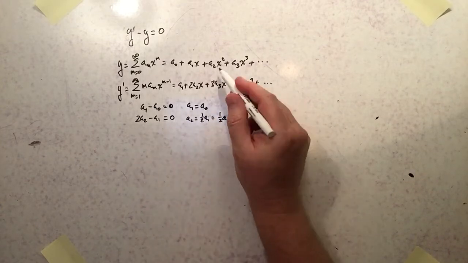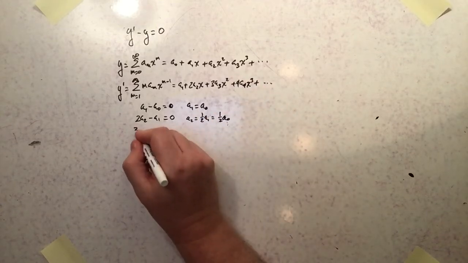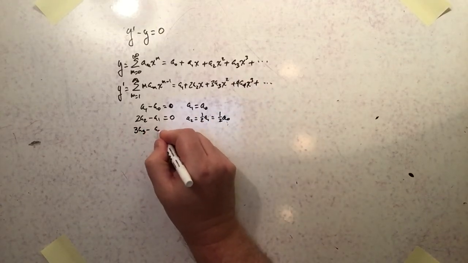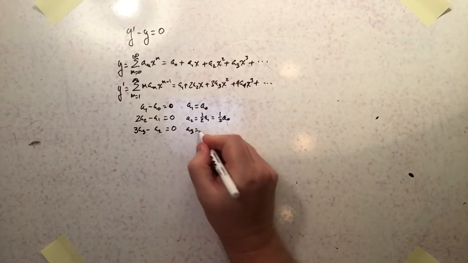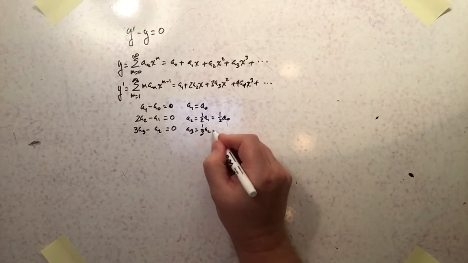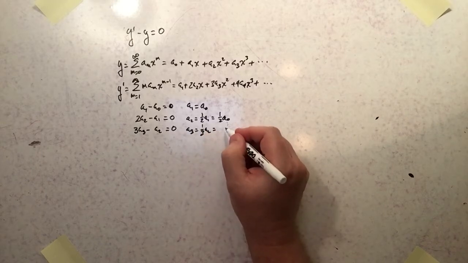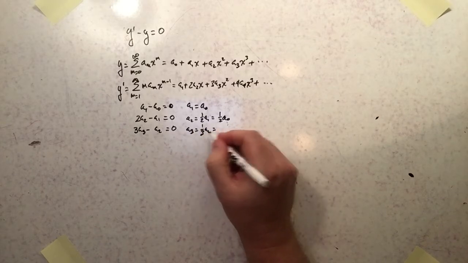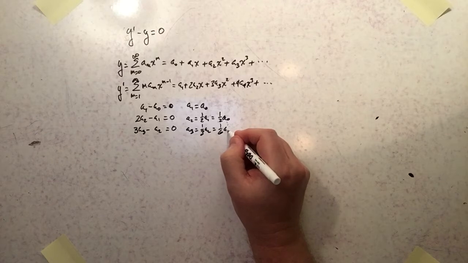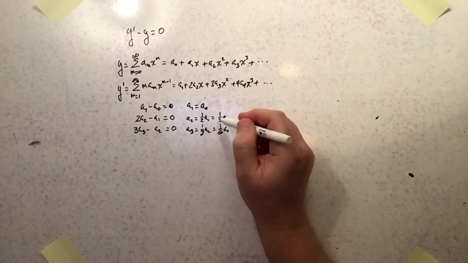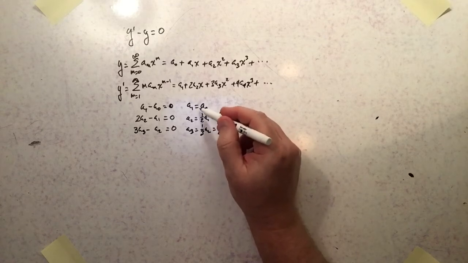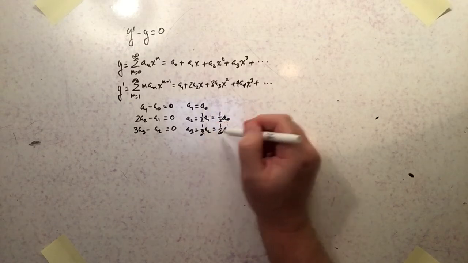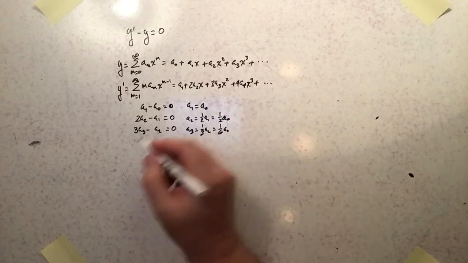Okay, the next term is going to be 3a3 minus a2, and that equals 0, and that produces that a3 has to be 1/3 of a2, but a2 was 1/2 of a0, so when that's substituted in, it's going to make 1/6 of a0. And you can see these denominators are starting to turn into factorials. This is 1 factorial, 2 factorial, 3 factorial, so that pattern's starting to emerge too.